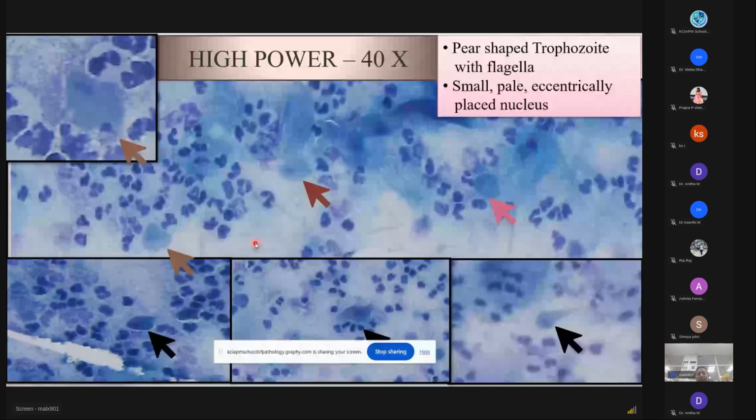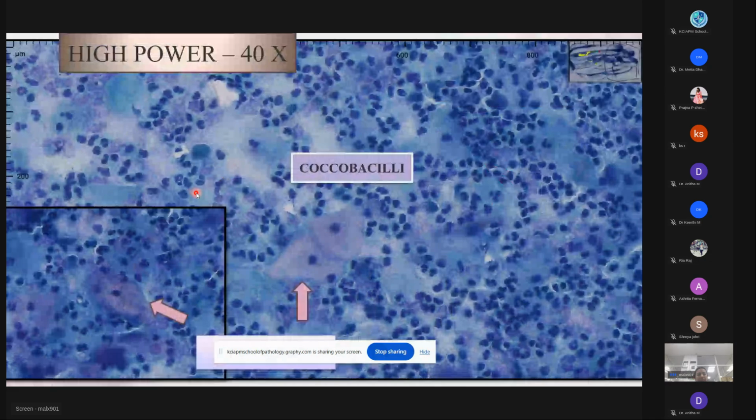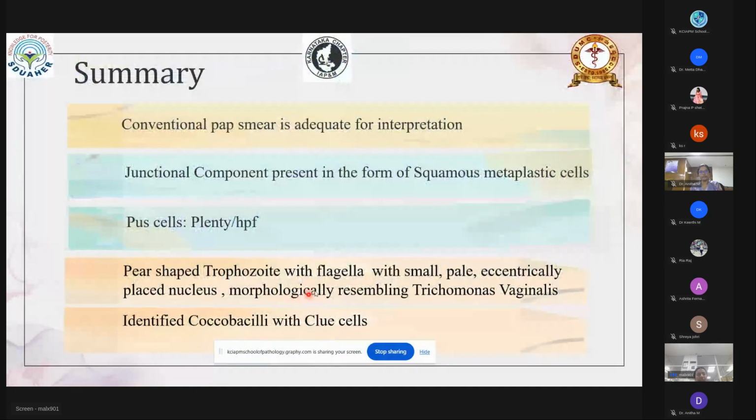On high power view, we can see pear-shaped trophozoites with flagella. Here, multiple trophozoites can be seen, and we can also see the pale, small, eccentrically placed nucleus. On high power view, we can see cocobacilli, and individual squamous cells are also studded with the cocobacilli. Clue cells are seen.